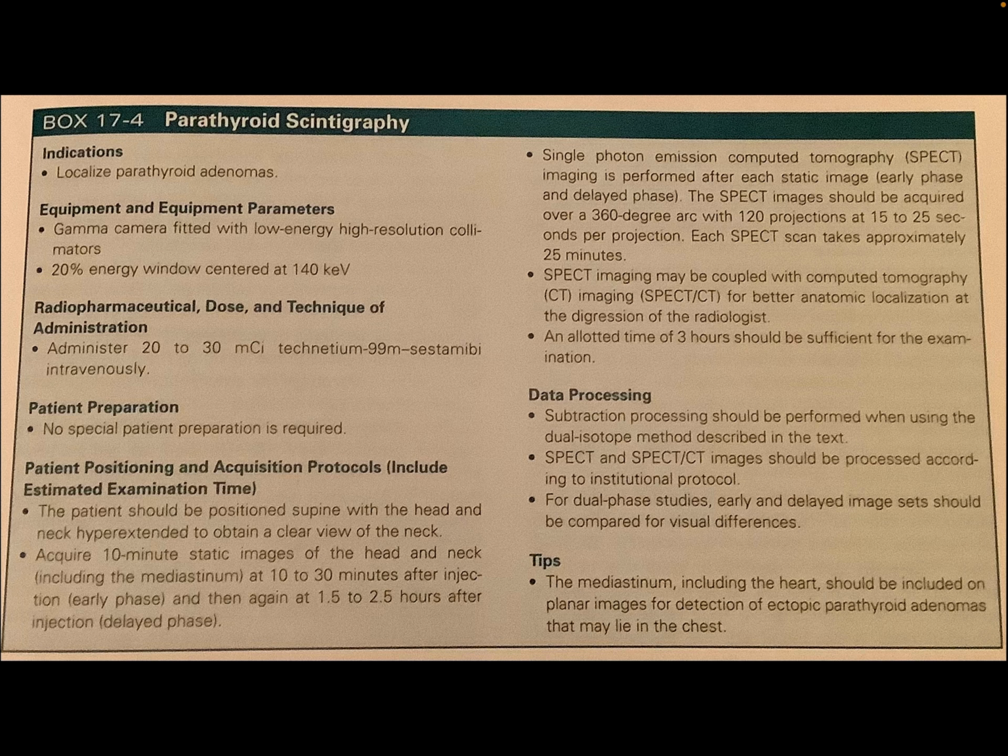Acquire 10 minutes of static images of the head and neck, including any mediastinum, at 10 to 30 minutes after injection, which is called the early phase, and then again at 1.5 to 2.5 hours after injection, which is the delay phase. SPECT imaging is performed after each static image in the early phase and the delay phase. The SPECT images should be acquired over a 360-degree arc with 120 projections at 15 to 25 seconds per projection. Each SPECT scan can take about 25 minutes.